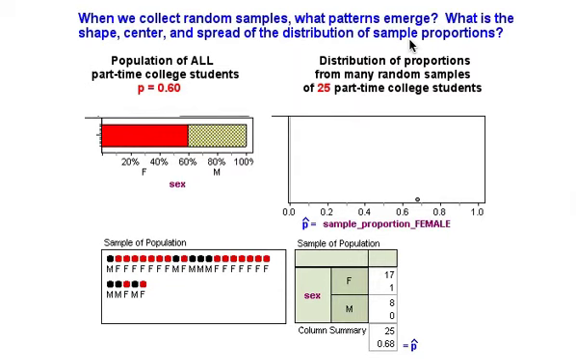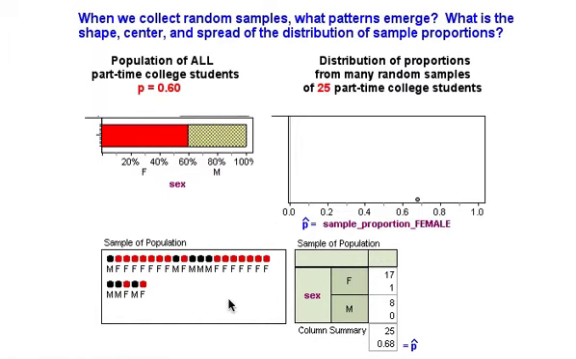To investigate these questions, we're going to return to the familiar context of the previous example and look at the population of all part-time college students. We're assuming that 60% of this population is female. Now, what we're going to be investigating in this movie is what happens as we begin to take random samples from this population. I'm going to be collecting random samples of 25 students at a time.